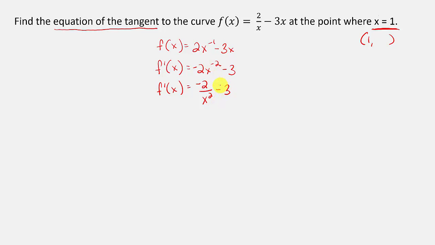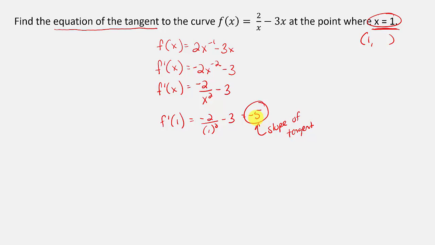So that's my derivative, and I can go ahead and plug this x equals 1 in, so I can say f prime of 1 is negative 2 over 1 squared minus 3, and when I do that I get negative 5, and that is the slope of my tangent line. That's really important that you know that when you plug an x value into a derivative, you always get the slope of the tangent line, which is also the slope of the curve at the shared point.